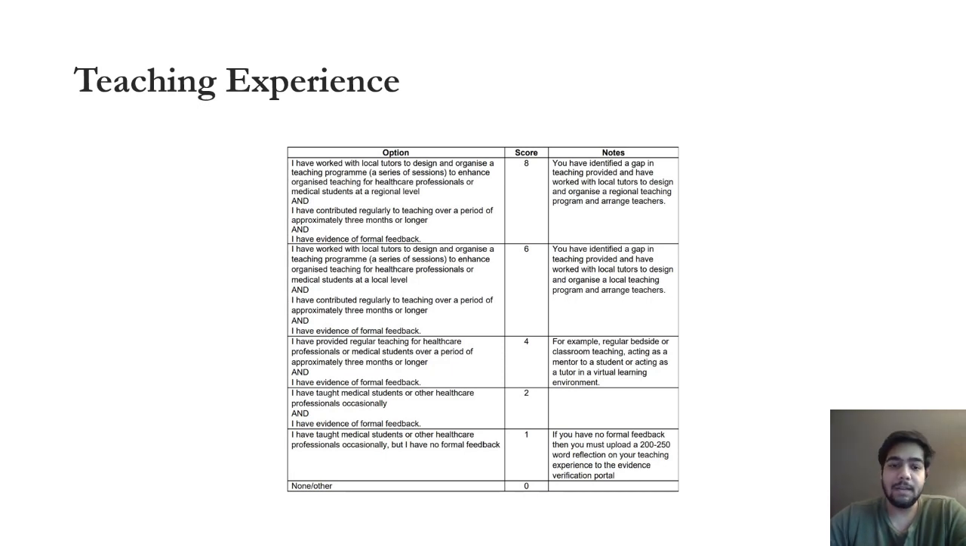If you have taught medical students or any other healthcare professionals occasionally and you have evidence of formal feedback for this, you get a score of 2. If you have taught medical students or other healthcare professionals occasionally but you don't have any formal feedback, you get a score of 1. And if you have none of these, you get a score of 0.